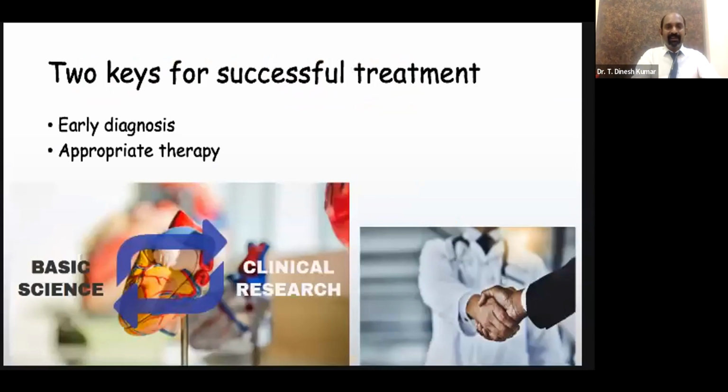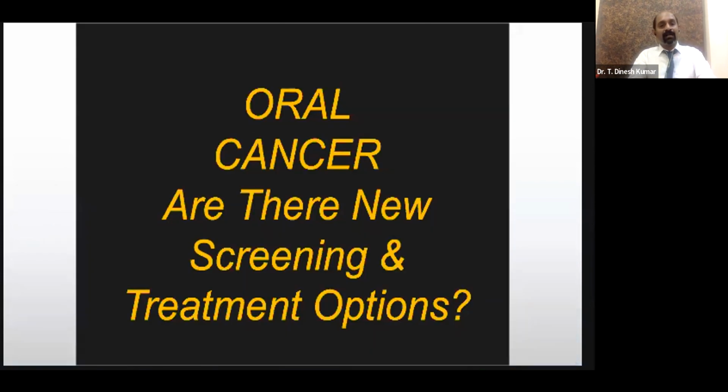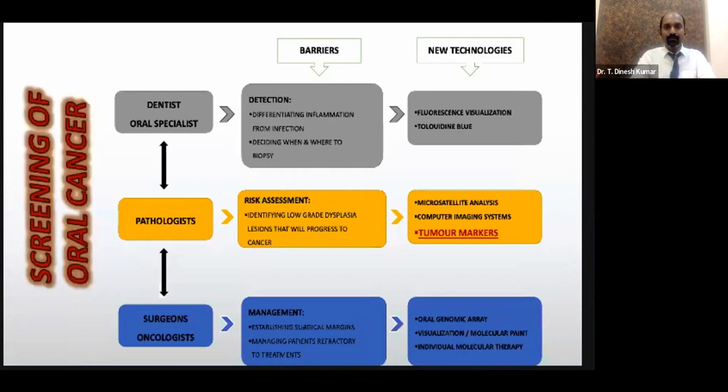So finally, where have we come? With all this understanding, now we know the two keys for successful treatment are early diagnosis and appropriate therapy. So how is this to be achieved? This can be achieved by appropriate communication between the clinician and the research community to identify new tools for early diagnosis and new therapeutic avenues. So are there any new screening and treatment options? Yes, of course, and that is what we are going to look for.